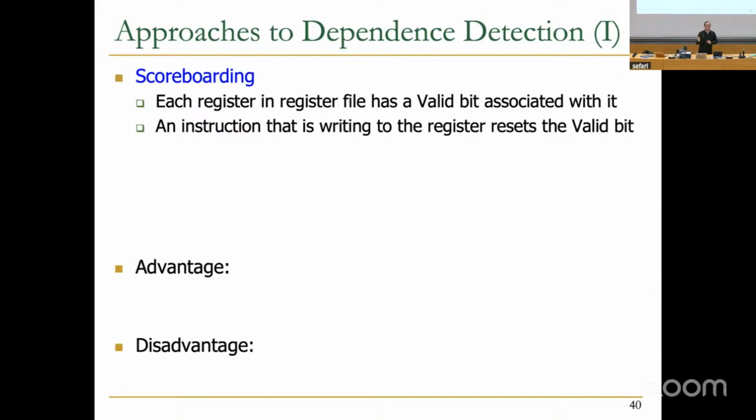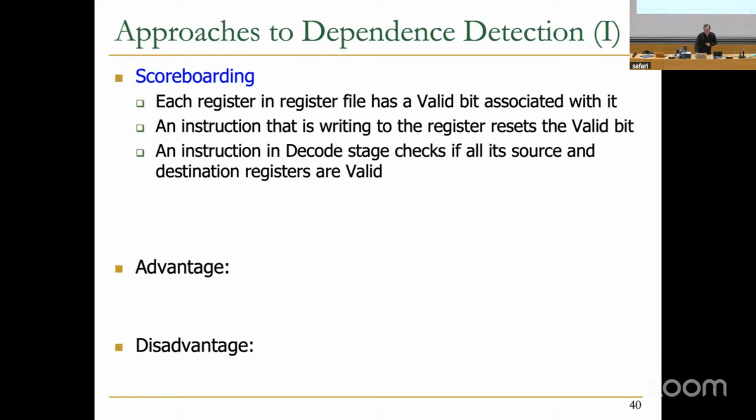So for each register, you have some metadata saying whether you can trust the value in that register currently in the decode stage or not, right? The decode stage checks if all its source and destination registers are valid. So in the decode stage, whenever you're decoding an instruction, the first thing you do is check whether all your source and destination registers are valid, meaning you can trust the value. There's no one else in the later parts of the pipeline that is writing to this register. If that's the case, then you can continue, right? There's no dependence. But you reset your destination register. Okay, so this is how you detect dependence, basically.